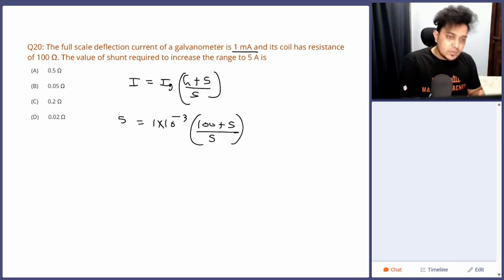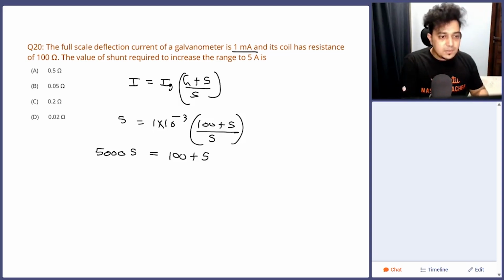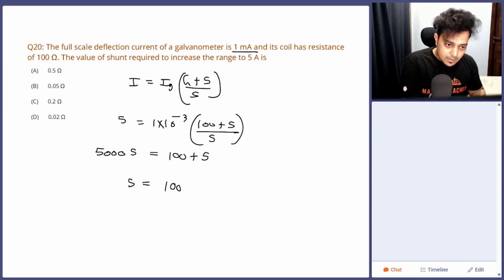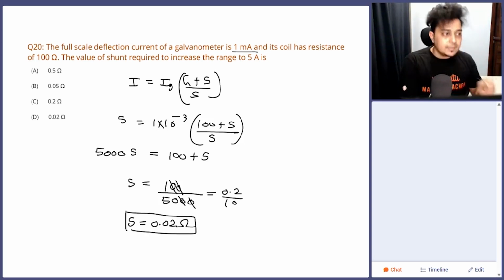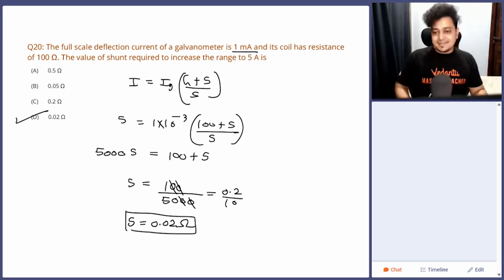So this will be moved on the other side. It will become 5,000. Okay, 5,000 into S is equal to 100 plus S. So if you ignore this S, because it's going to be 499 after subtraction, so if you ignore that, it is 100 upon 5,000. So 0 gone. Okay, 1 by 5 will be 0.2 divided by 10. So 0.02. So 0.02 ohm is the shunt that we need. 0.02, that means option D is correct.